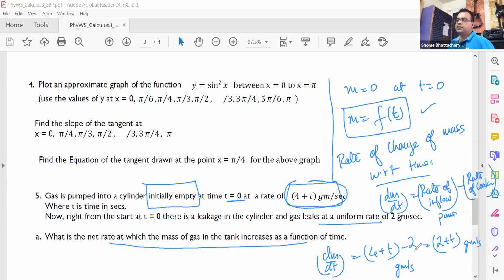So in spite of the leakage, you can see the rate at which inflow is happening is always dominating compared to the rate of leakage. So dm by dt is always a positive quantity. Now from t equal to 0 onwards, you can see it's positive. It's never less than 2. So the mass of gas in the tank must be increasing all the time.